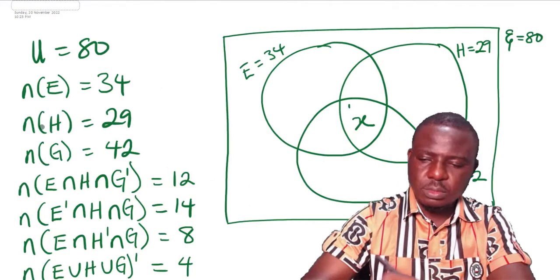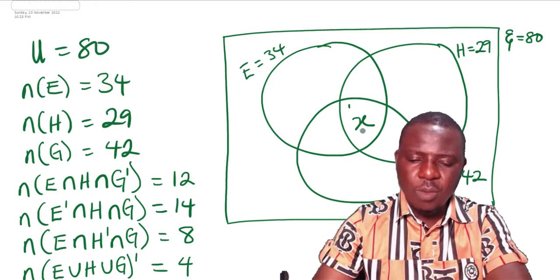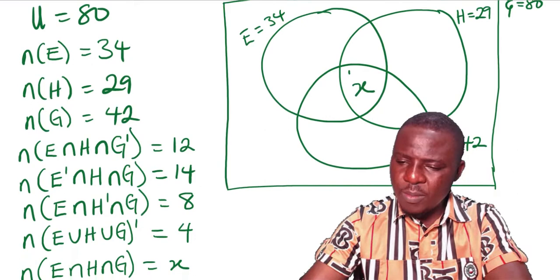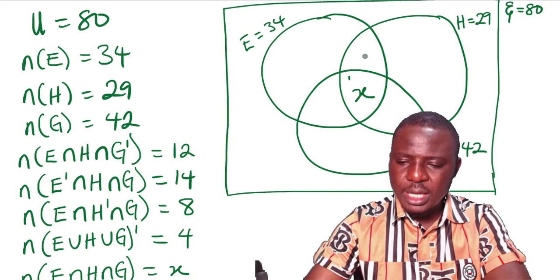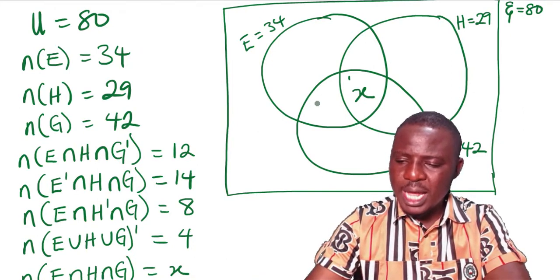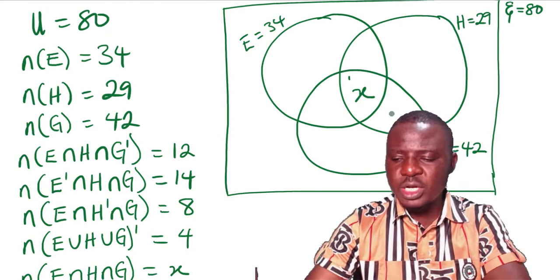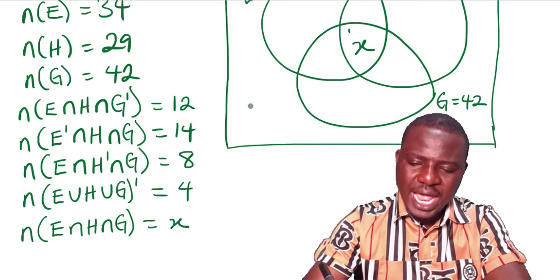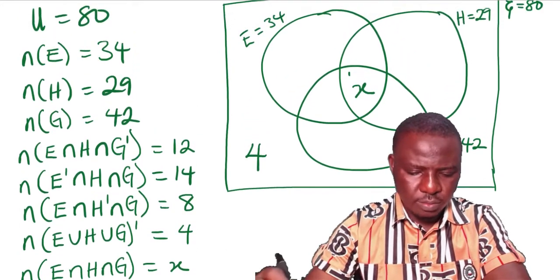I have represented the number of students who offered all 3 to be x. So let's get the number of students who offer English and history only, English and geography only, as well as history and geography only. Thereafter, we shall look for those who offered only English, only history, and only geography. We are also told that those who did not offer any of the subjects is 4. That is region 8.